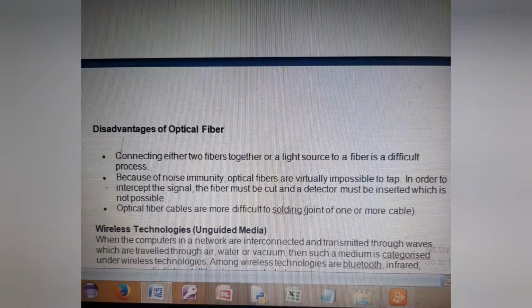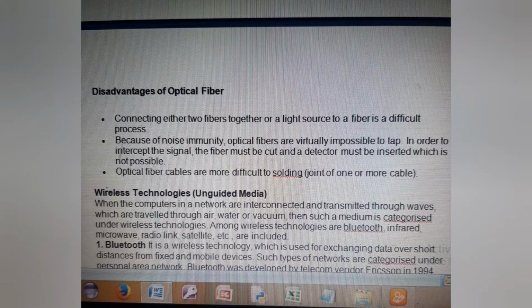Then the disadvantages are that connecting either two fibers together or a light source to a fiber is a difficult process. If you want to connect two fibers together, it is a very difficult process. They can break also, so you have to handle them very meticulously.